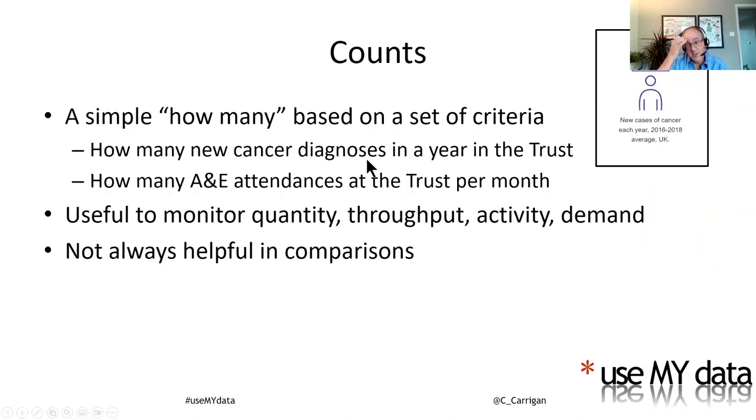So let's start with the basic stuff around counts. It's pretty obvious, and there's an example of a count on the top right of the screen, but basically a count of how many things are happening in a particular period of time. So the one on the top right is how many cancer diagnoses in a particular year. In fact, this is taken over 3 years and an average of those 3 years, but it's just a simple numerical count of what's going on.